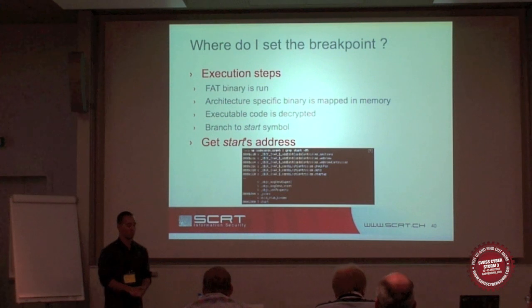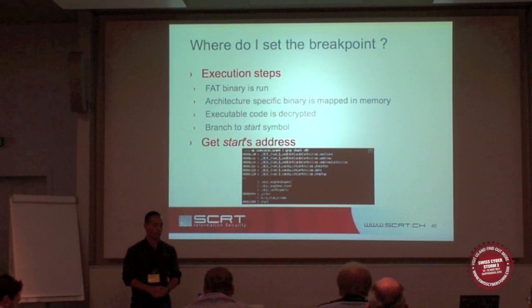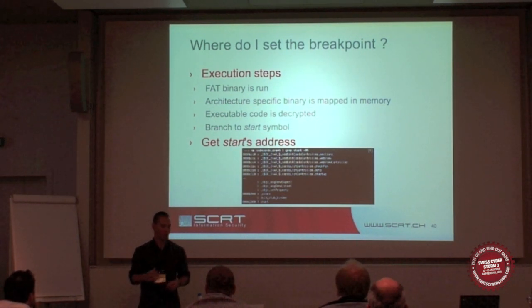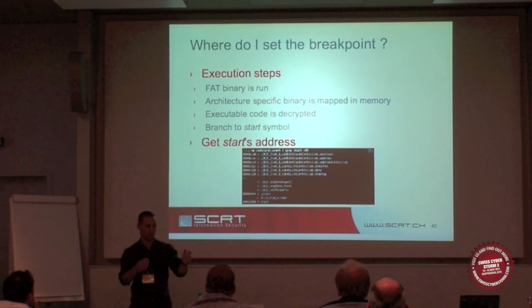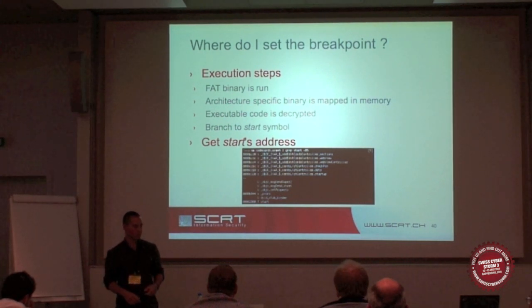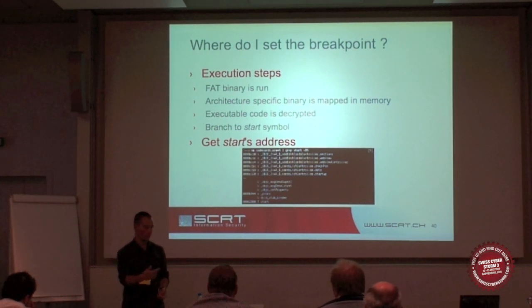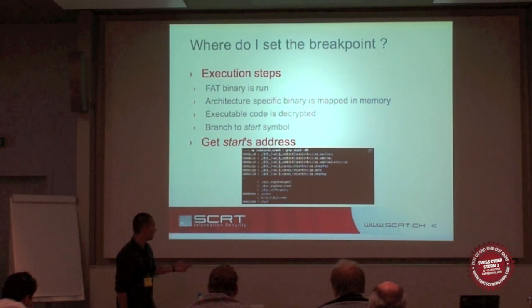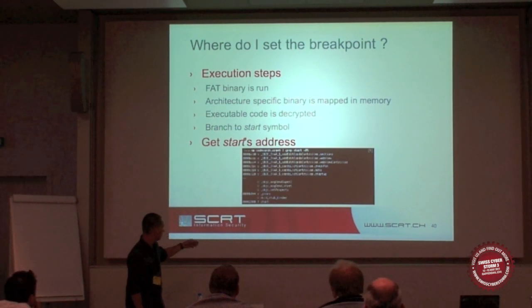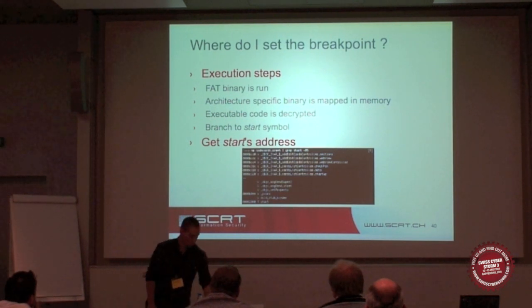where are we setting this breakpoint? When you are launching a binary on your iOS device, the FAT binary will be run. The architecture-specific binary is extracted from these FAT files and mapped into memory. And then the code will be unpacked, and the start symbol will be called. So we can get the location of the start symbol using nm. So here we have the start at 2000.